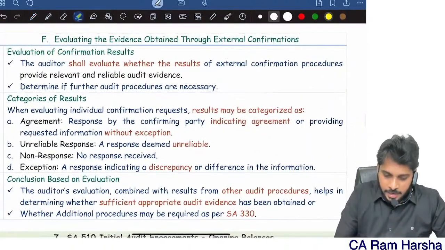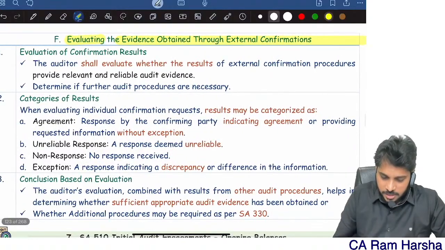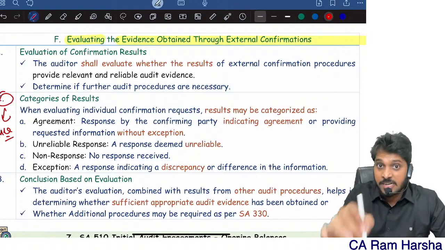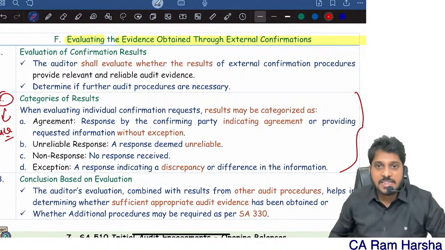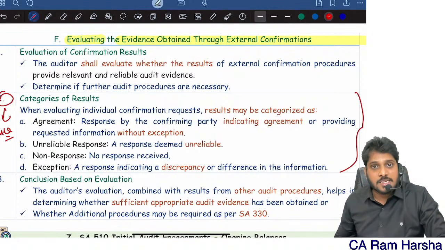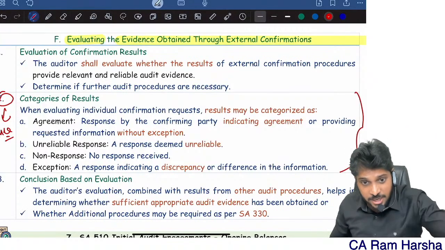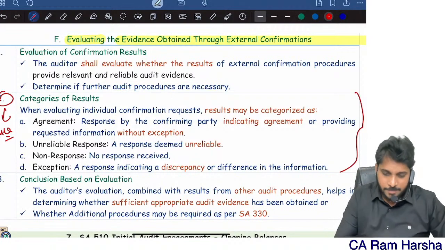Finally, evaluating evidence obtained through external confirmation. The second point is there, right? Again, there is an MCQ in CA final. In the recent May 25 CA final, they have asked this. CA Inter standard they tested in final. So there is a high possibility that in CA Inter also they will test. They tested it already.